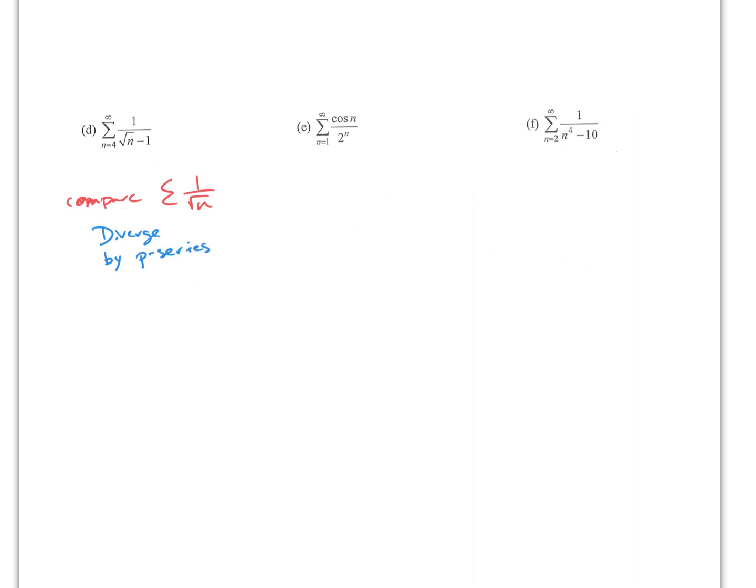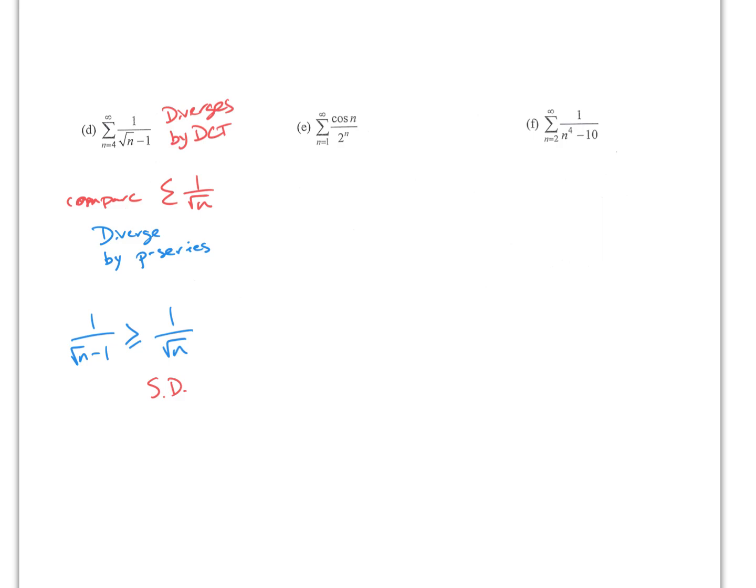Now we need to write our inequality. So now we have 1/√n, and I have 1/√n minus 1. Which one is bigger? The one with the square root n minus 1 is the bigger one, because it has a smaller denominator now, because I'm subtracting from it, which means it's bigger. What do I know about this smaller one? It diverged. So what do I know about my bigger one? It also diverges. Why? By DCT.